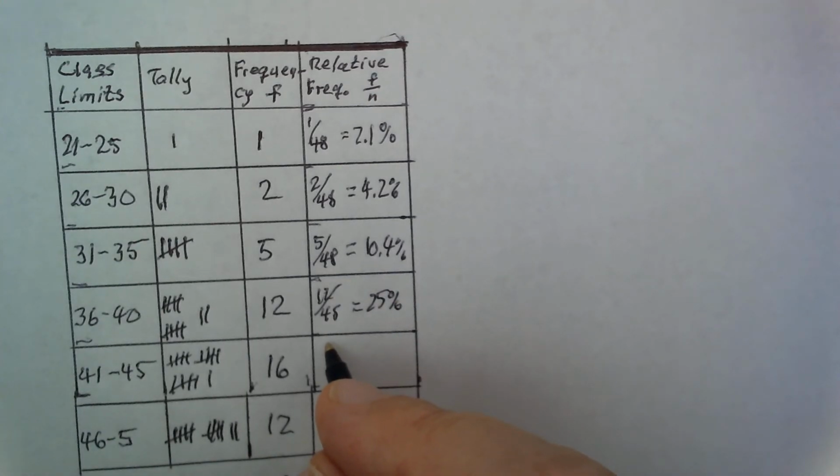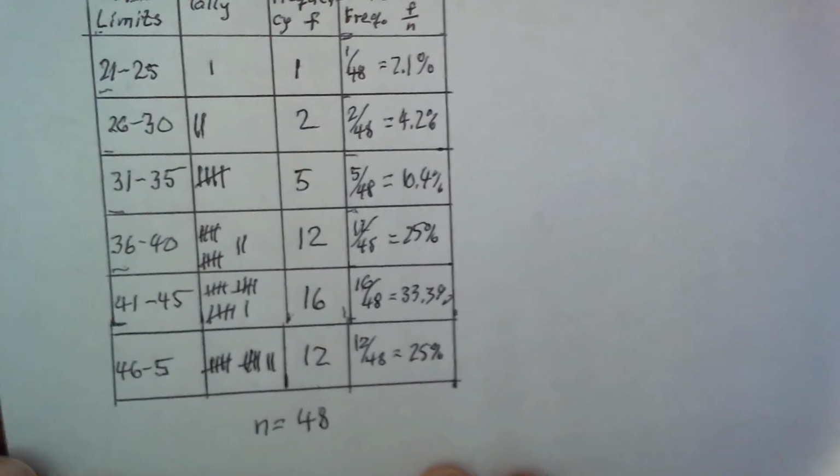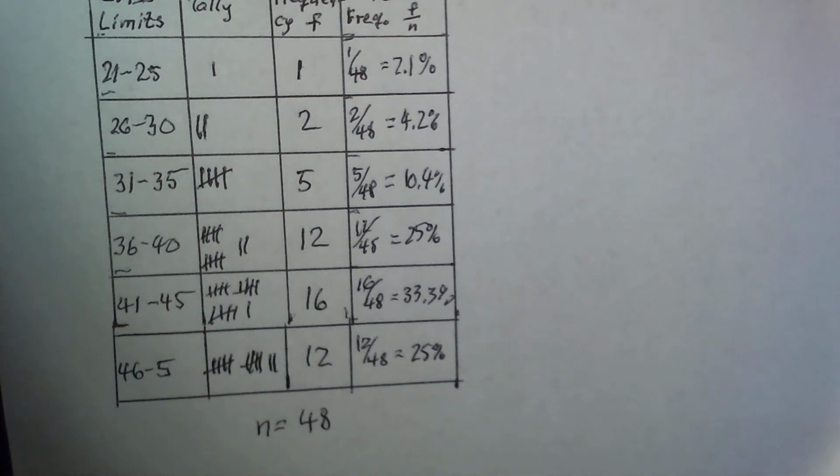And 16 divided by 48, that's 33.3%. And then 12 divided by 48 is 25%. So that's how we establish the relative frequencies, just like in the previous example.